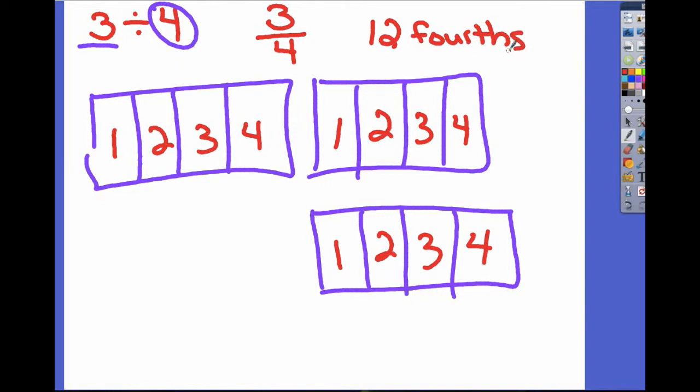Are you with me on that? Because I have 12 total, and each one of these is worth how much? A fourth. So 12 fourths divided by 4. 12 divided by 4 is 3. But you can't forget that we're not just dividing 12 by 4, we're dividing 12 fourths. So what are we going to put the numerator on? We're going to put the 4 on the bottom.